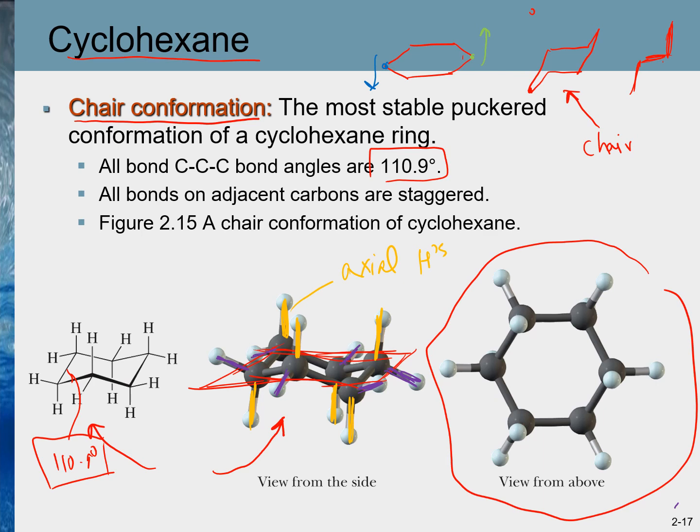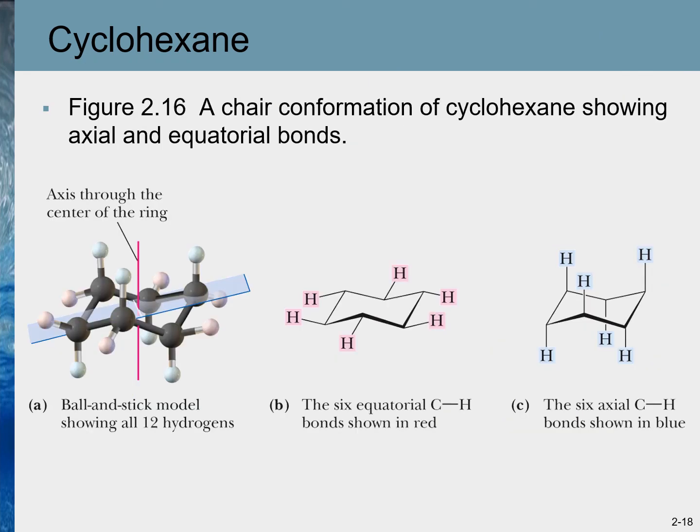In other words, the hydrogens, sorry, let me use the same color. 6 hydrogens above the plane and 6 below are in axial position. Each carbon has one axial and one equatorial. The remaining hydrogens will be equatorial. So these are equatorial. A representation of axial and equatorial hydrogens is shown in this figure.